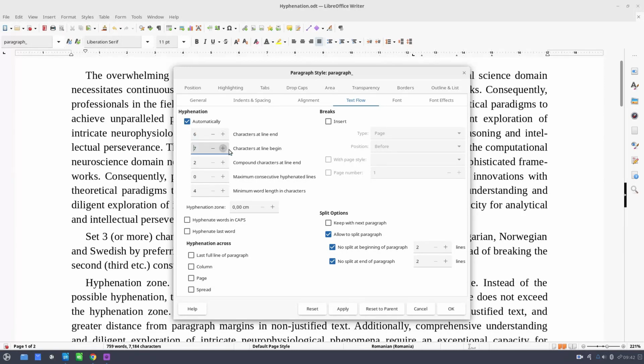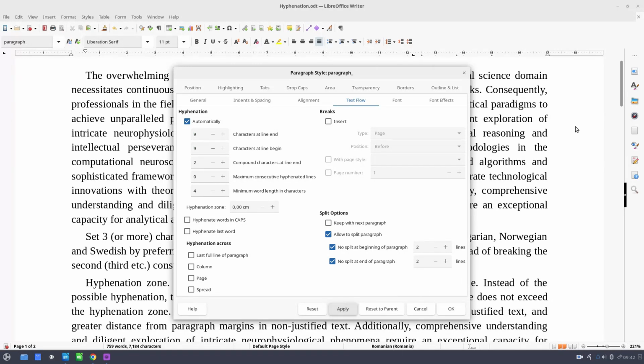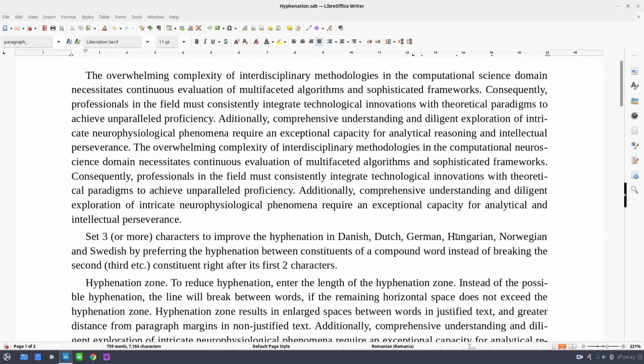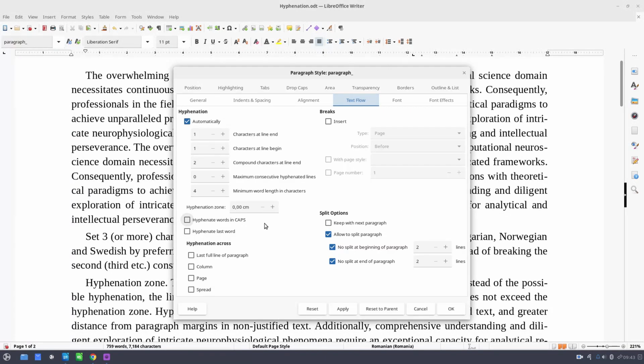Let's increase to six. Apply. Okay, you see I have six letters. If I increase more to nine, no hyphenation. So you can limit the hyphenation by increasing the characters at line end and line beginning. Let's reset in order to test the next one. In this case, compound characters, this is for Danish, Dutch, German, Hungarian, Norwegian and Swedish. For a compound word, instead of breaking the second constituent right after its first two characters. So it's a special case. I will not apply this for English in our case.